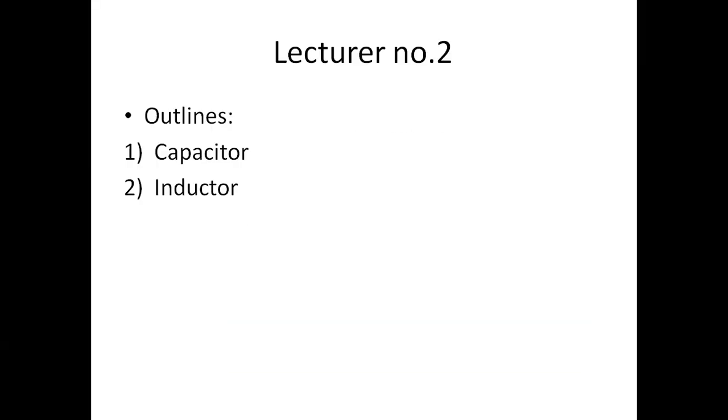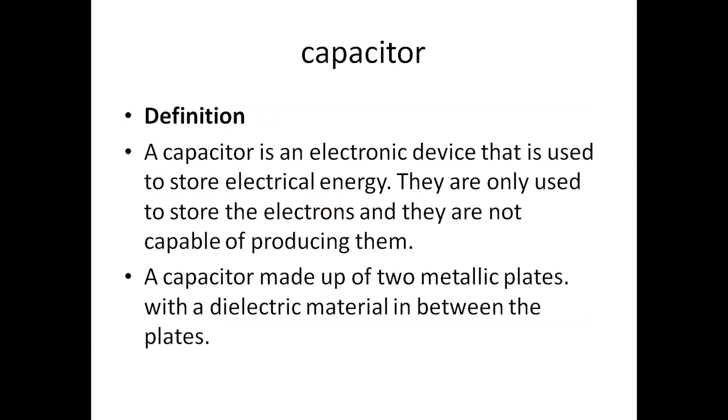Hello, in lecture number two of Electronic Components and Signals, these are the outlines of the lecture. The first one is capacitors and the second one is inductors. In the previous lecture, we studied resistors. Resistor is the first passive component. Now we will study the second passive component, the capacitor, and the third passive component, the inductor.